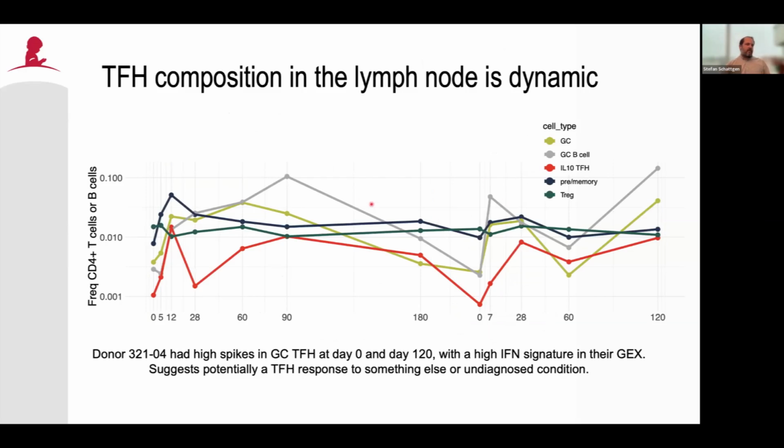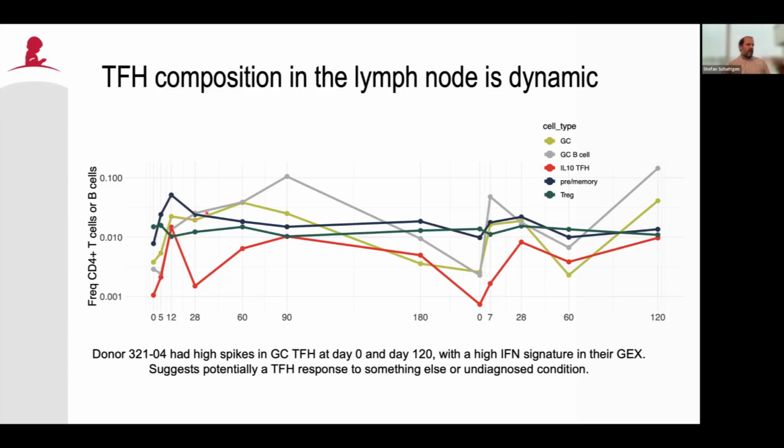So next, if we take a look at how the composition of the TFH compartment is changing in the lymph node over time, we can see starting over here at day 0 in the first year that we have this population of pre-memory and germinal center, so everything's pretty calm and quiet. But after vaccination, we get this quick increase in the pre and memory TFH cells as the germinal center TFH cells are also starting to rise. We also see this increase in the frequency of the IL-10 TFH cells during this time.